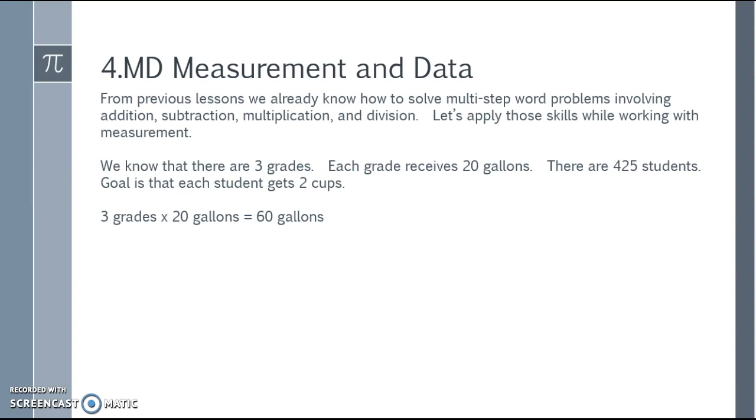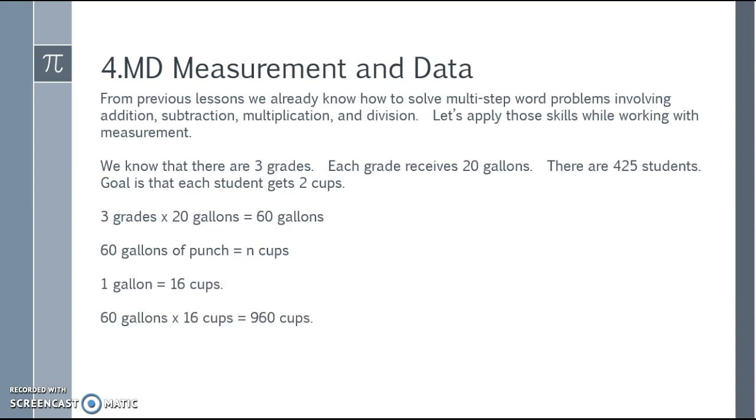3 grades times 20 gallons means that we need 3 copies of 20, so 60 gallons altogether. How many cups is that 60 gallons then? Well, 1 gallon is 16 cups. So I can take 60 gallons times 16 cups for a total of 960 cups. But we also need to know how many cups we need for our students. So if I have 425 students, each student getting 2 cups, I get 850 cups is what we need.